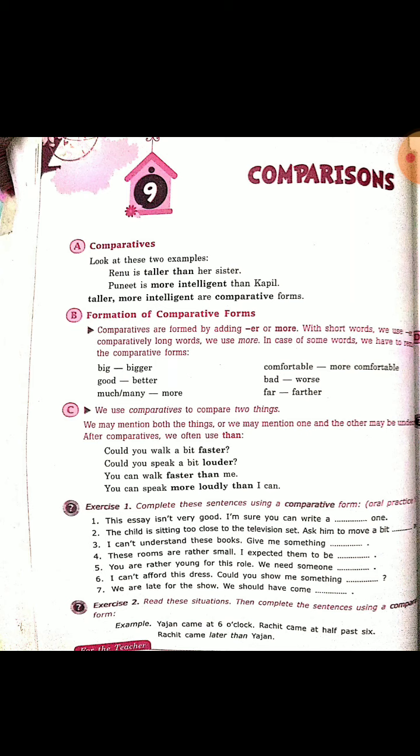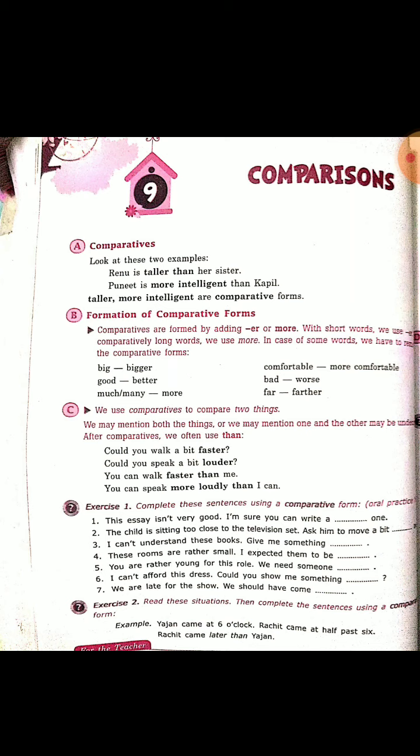Puneet is more intelligent than Kapil. Intelligent is the adjective and more is added to make it comparative. Taller and more intelligent are comparative forms. Now, how are the comparatives formed?